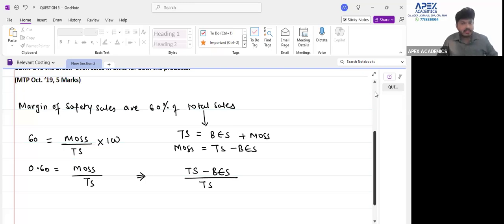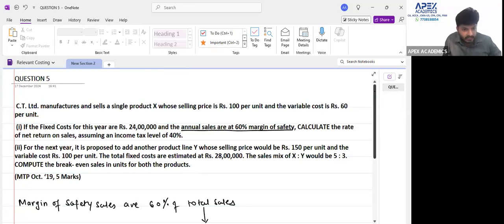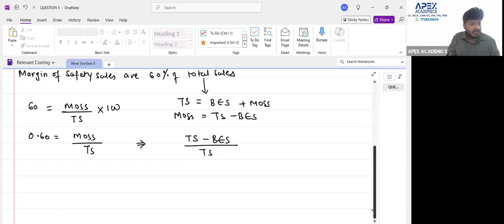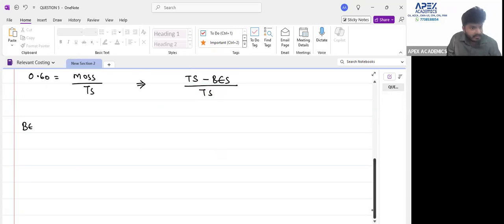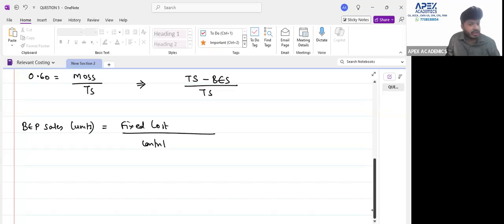What are they saying in the question? They are saying in the question that fixed costs are 24 lakhs and they have given you every means possible to calculate your break-even sales. They have given you all the data necessary. So first of all, I will calculate my break-even point sales in units. The answer to this is equal to fixed cost upon contribution per unit. Agreed? Yes or no?